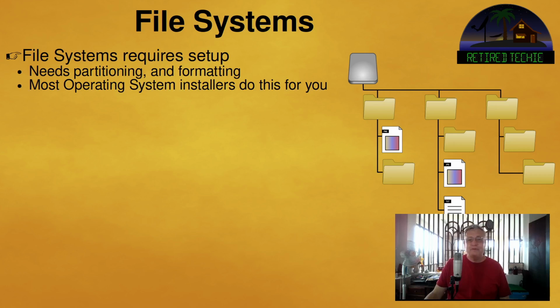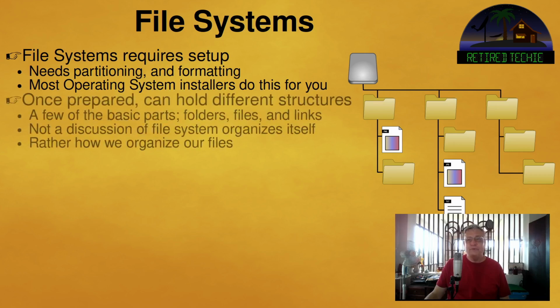We'll actually be talking about this a little later in the series when we get into formatting through the command line or partitioning through the command line. But once prepared, they can hold different structures, and I'm going to refer to these as structures. The two I'm going to mostly refer to, three technically, are the folder, the file, and the link. And these are what we're going to use to organize our file system. When you install an operating system, it will lay out a base file system organization. It'll consist of several folders under your root, and then how we're going to use that.